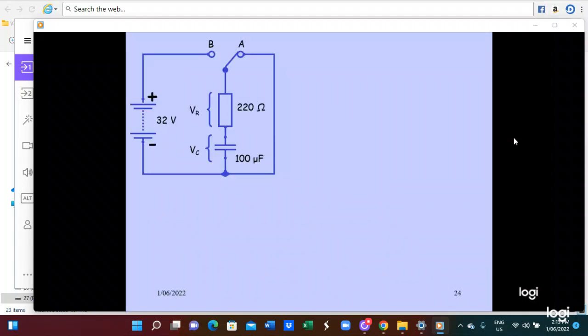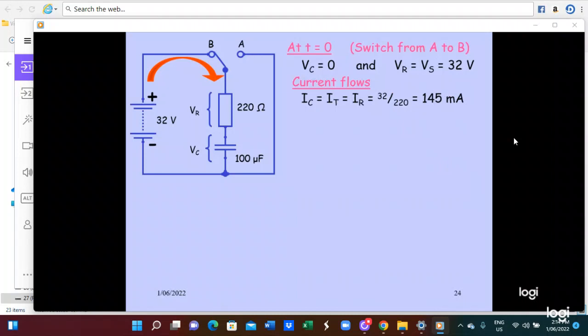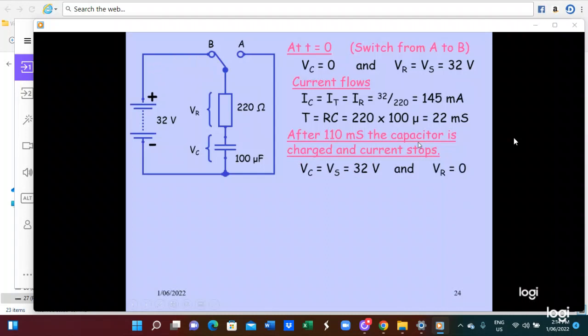The switch moves from position A to B. A 220 ohm resistor and a 100 microfarad capacitor are connected in series, with supply voltage 32 volts. When it is connected to B at t equals 0, VB equals VA equals 32 volts. The current flows, I equals VR by R equals 32 by 220, so you get 145 milliampere. T equals RC, 220 multiplied by 100 microfarad, you get 22 millisecond. After 110 milliseconds, the capacitor is charged and the current stops. VC equals 32 volt and VR equals 0.